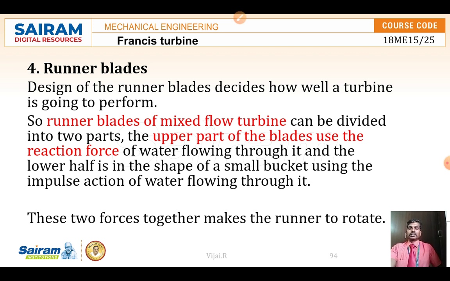The runner blades decide how well a turbine has to rotate or perform. The runner blades of a mixed flow turbine can be divided into two parts. One is the upper part of the blade using reaction force, and the second one is the impulse force. These two forces together make the runner rotate.